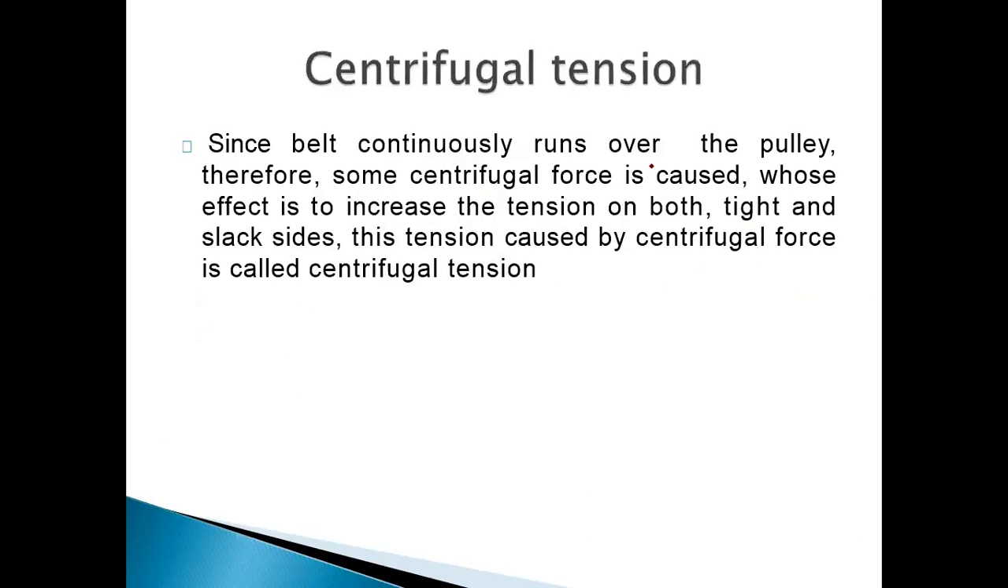Now, the centrifugal tension which is generated in the pulley due to the rotational motion of the belt drive. Since the belt continuously runs over the pulley, some centrifugal force is caused, whose effect is to increase the tension on both tight and slack sides. This tension caused by centrifugal force is called centrifugal tension.